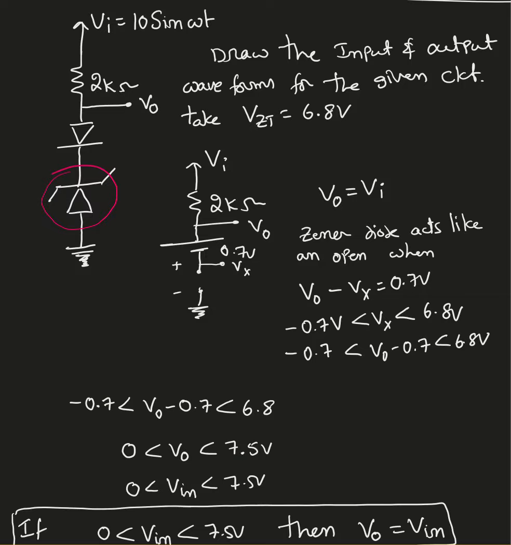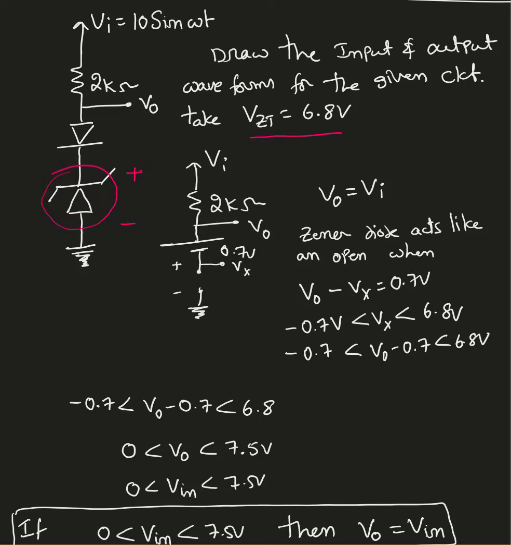Here we have VZ equals 6.8 volts. That means for the cathode to anode voltage, as long as you have the voltage at 6.8 volts, it will act like a closed circuit, and it will maintain that 6.8 volts at the output.